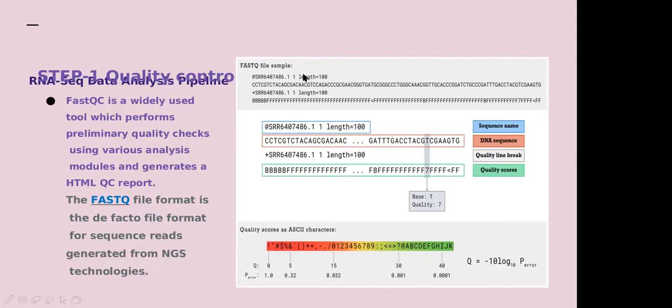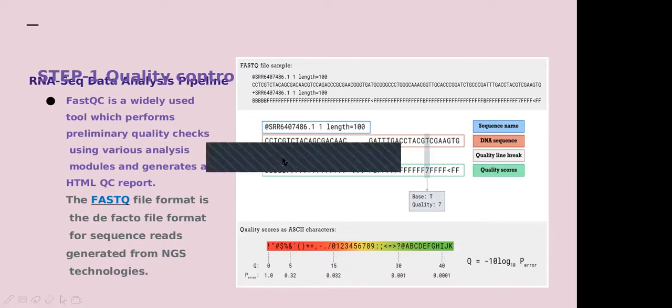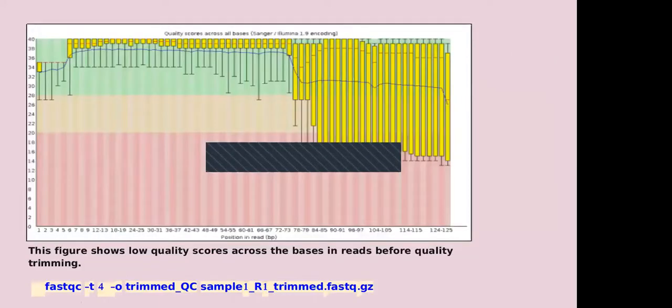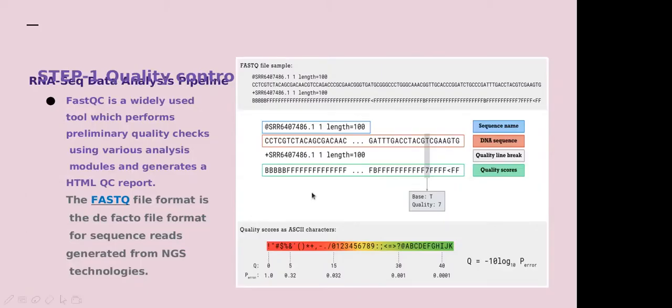So we have the name of the sequence, and this DNA sequence, and this is a quality break, and this is the quality scores. So the quality scores are the Phred scores.